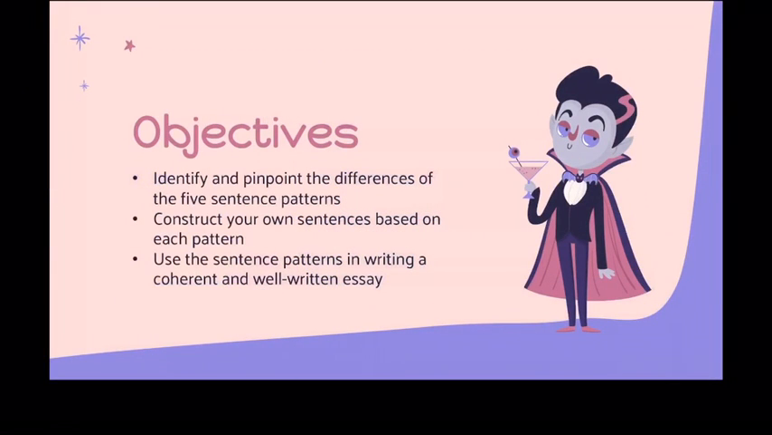Our objectives: first, identify and pinpoint the differences of the 5 sentence patterns. Second, construct your own sentences based on each pattern. And third, use the sentence patterns in writing a coherent and well-written essay. These are just some of the objectives that we may be able to reach once we are done with our discussion. Of course, you are expected to gain Augustinian values as we go through our discussion proper.